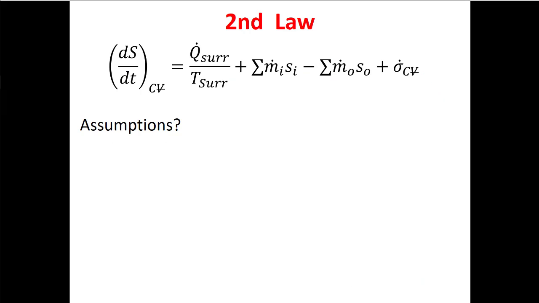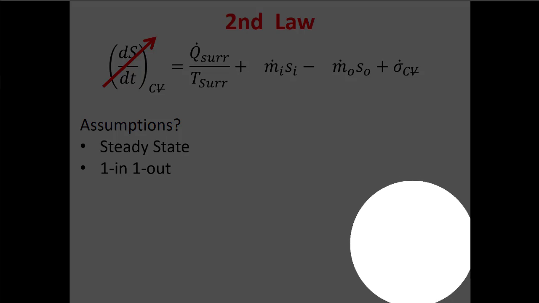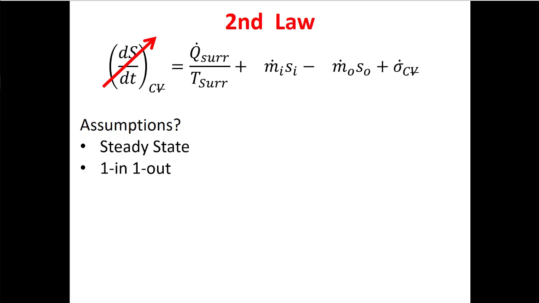So again, we write down the base level of the equation. We've already made some assumptions here. We know that the system is at steady state, and that there's only one inlet and one outlet. Now, the difference between this condenser and the turbines and pumps that we talked about last class is that this system is not adiabatic. This heat transfer term sticks around.